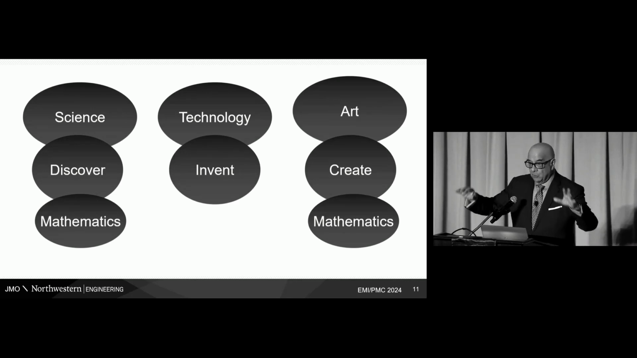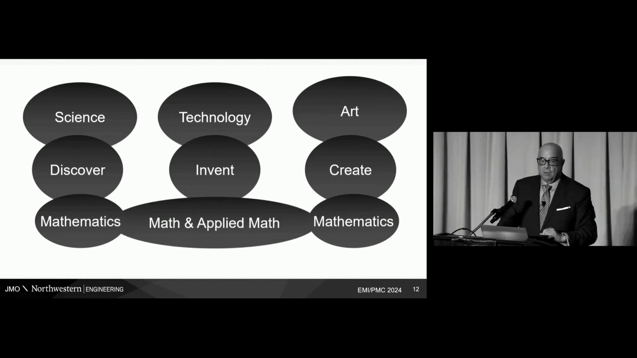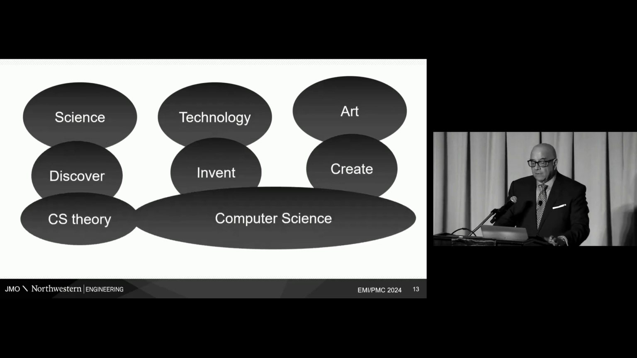Theorems are there, you just discover them, but it's part creation, and then applied math will be in between, traversing both. Computer science will be, the theory part will be more like pure math, discover, but there are people who have written books equating computer science and artistic pursuits.